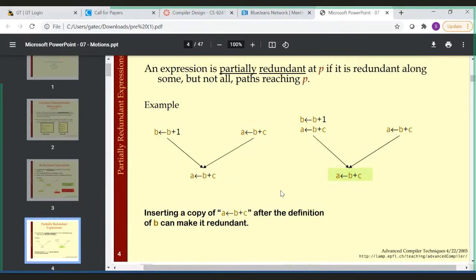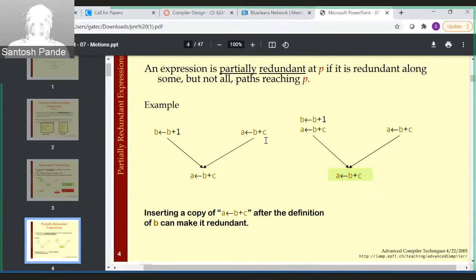And what is it that is partially redundant? We'll continue this example in this slide now. You can see B plus C is available on the right hand side, coming in before this B equal to B plus 1. It was available there, but because of this redefinition of B, it is no longer available after that point. So the B plus C that we see at the join, we cannot eliminate it because it is partially redundant.